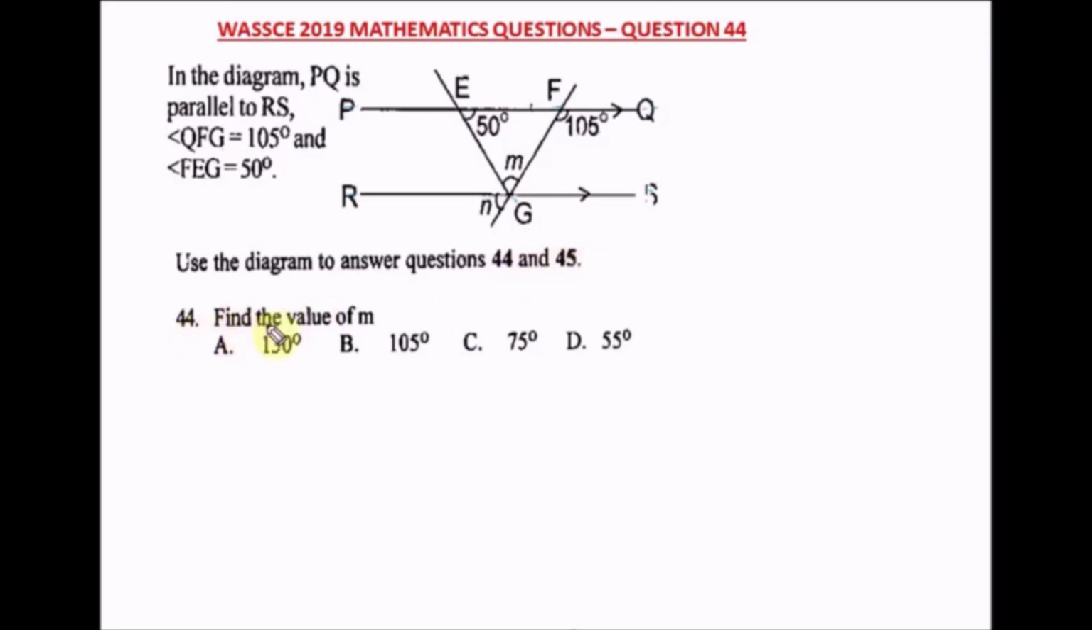Now question 44 says find the value of m. We have to look for this value, m. All right, and in order to look for this value m, we need to know this value. Because this is a triangle, FEG is a triangle, so we have to look for this value, and we have this value here. That's 105.